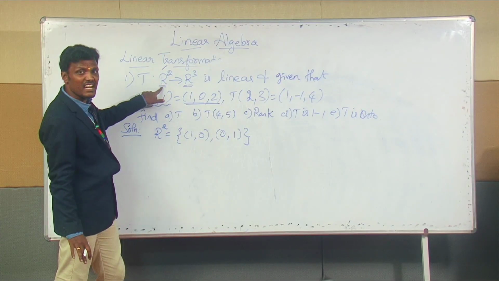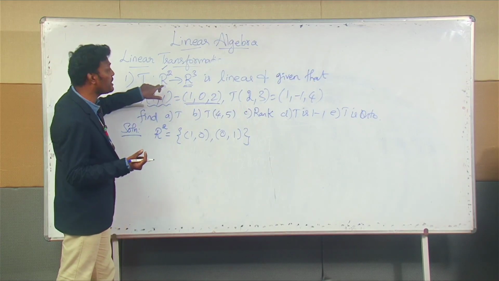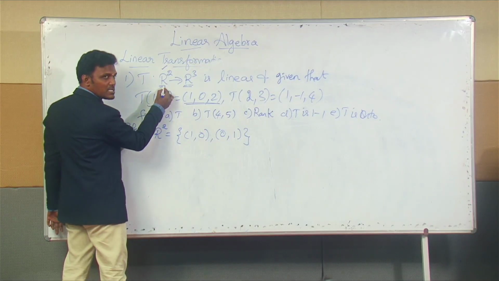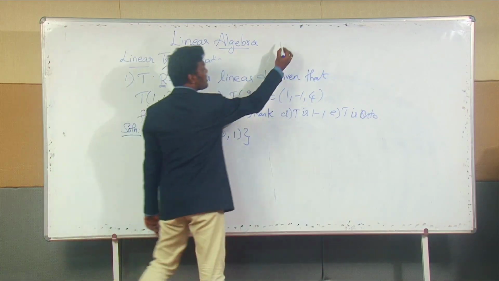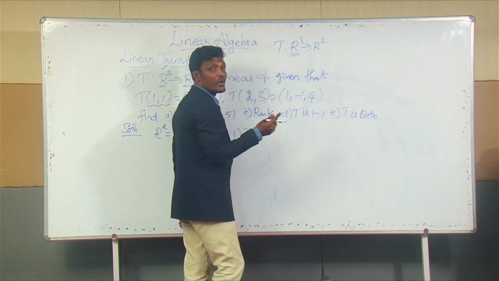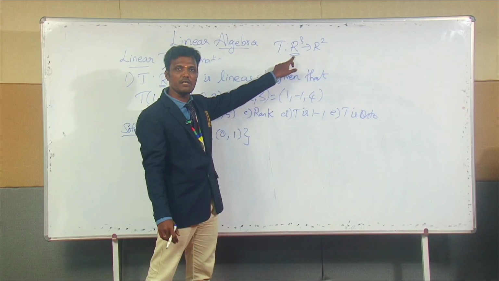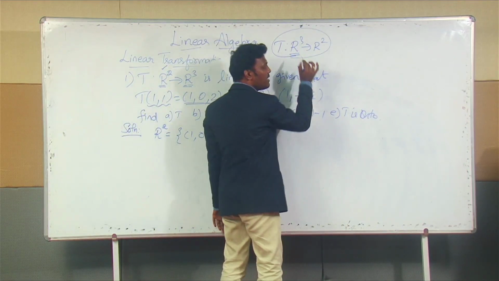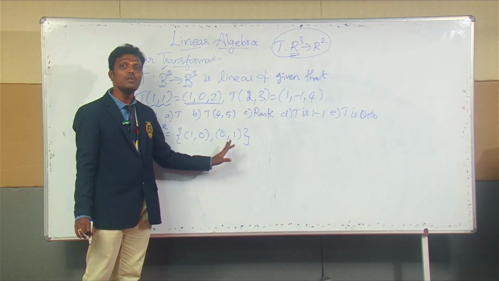Suppose the map is from the vector space R cube to R square. Now you have to take the standard basis of the domain part, not the codomain part. If the domain is R square, the standard basis is (1,0), (0,1). Suppose the question is T from R cube to R square. Then the domain is R cube, so you pick the standard basis elements from the domain: (1,0,0), (0,1,0), (0,0,1). So depending upon the domain, we take the standard basis.